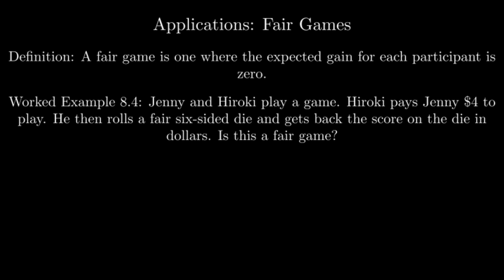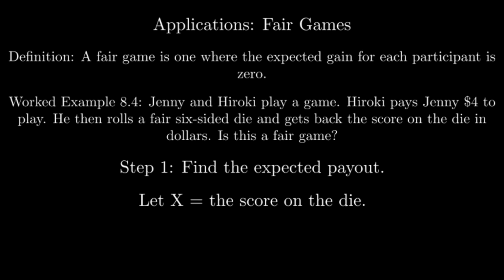To do this, we need to calculate Hiroki's expected gain. The expected gain is his expected payout minus the cost to play. First, let's find his expected payout. The payout is determined by the roll of the die. So let's define our random variable X as the score on the die. The possible outcomes for X are 1, 2, 3, 4, 5, and 6. And since it's a fair die, each has a probability of 1/6.